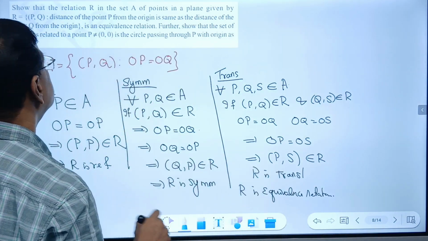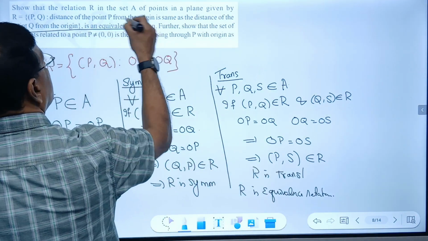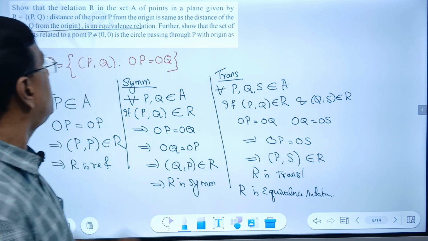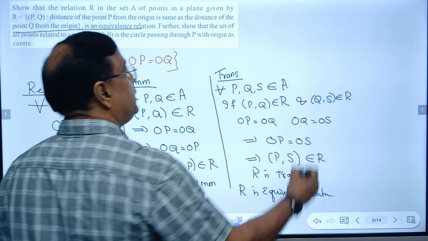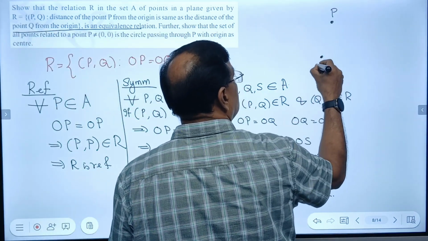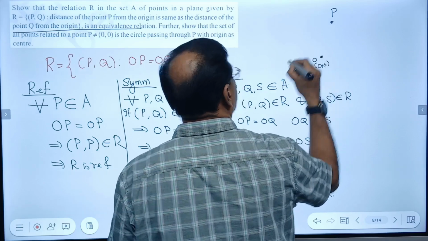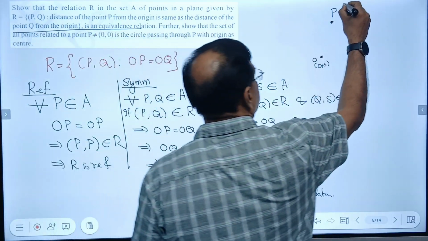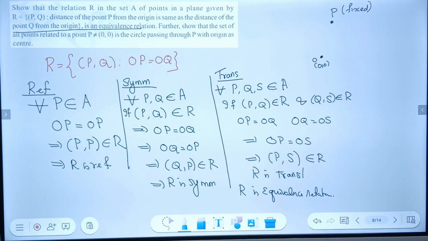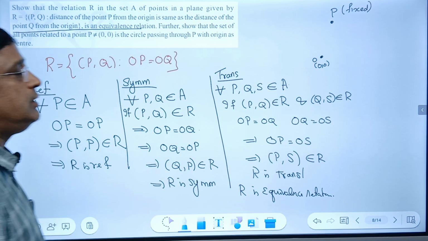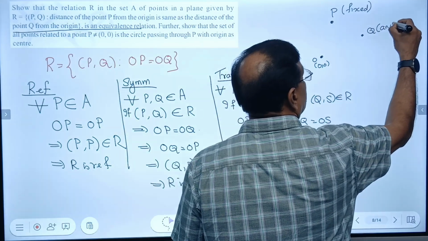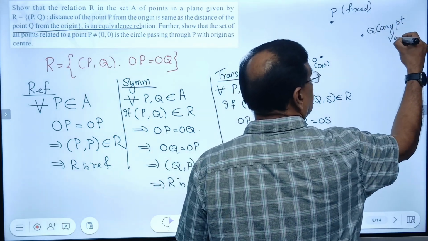That is the first part of the question. I have proved that it is an equivalence relation. Now what is the next part I want to prove? Further show that the set of all points P not equal to 0. Let me choose a point P which is not the origin. I call the origin O, and this is a fixed point. I am not going to move this point. I want to take the set of all points, so let an arbitrary point be Q. Q is any point, so it's a variable.